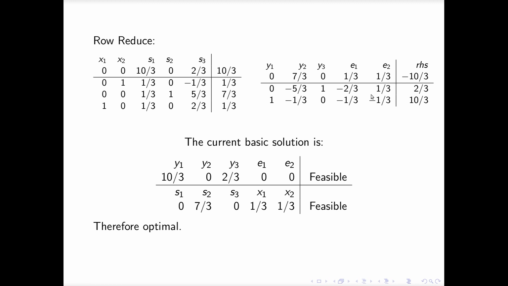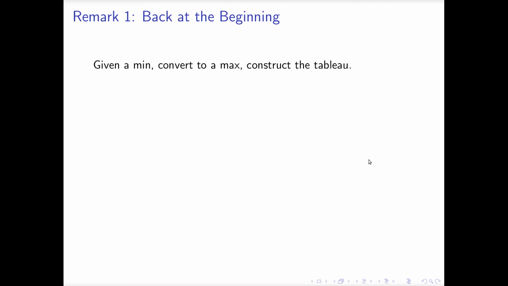Now notice, by the way, that because we negated row 0, the minimum problem does not have a value of -10/3 as its optimal value, right? It's actually positive 10/3. Be sure to interpret the end result correctly. Okay, so this is the optimal tableau for the min problem, where the optimal value is actually positive 10/3. Very good.